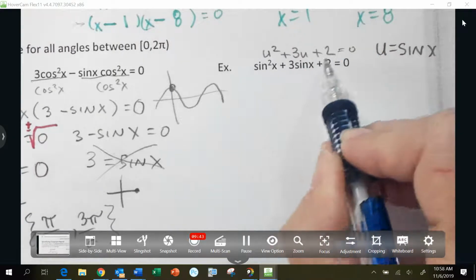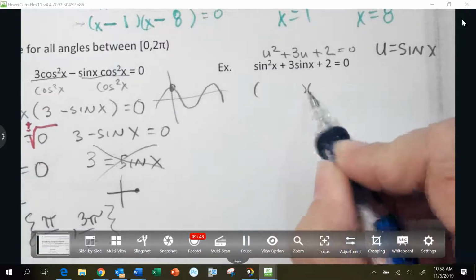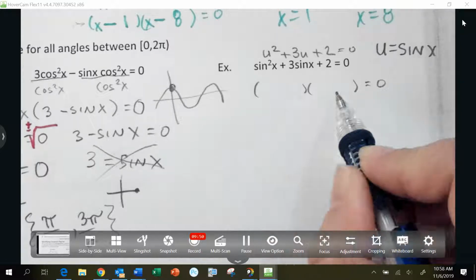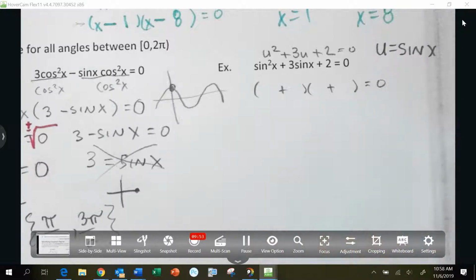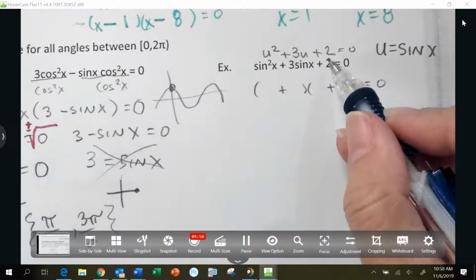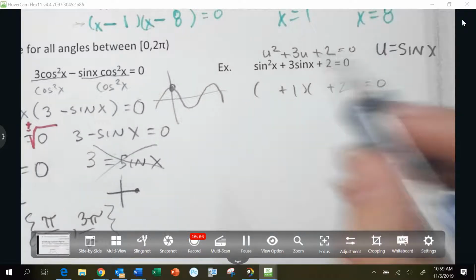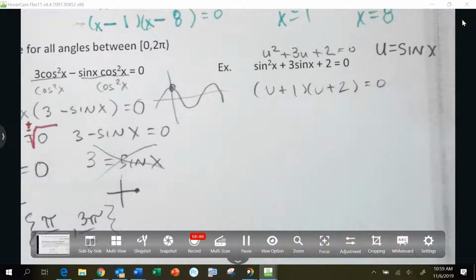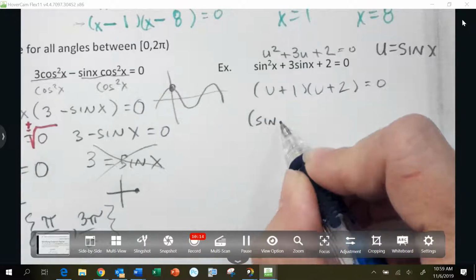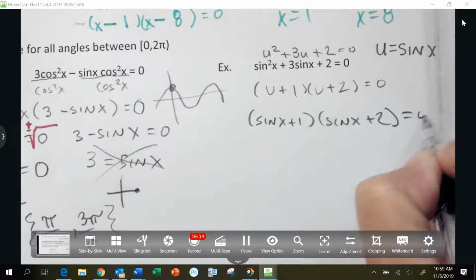Would you know how to factor this one? Well, trinomials, we make them into 2 parentheses. I look at my signs. They're both going to be plus. What's going to give me 2? 2 and 1. And the u squared would be u and u. But it's not u. What is it really? So I'm just going to put that back in where the u's are. Sine x plus 1, sine x plus 2 equals 0.